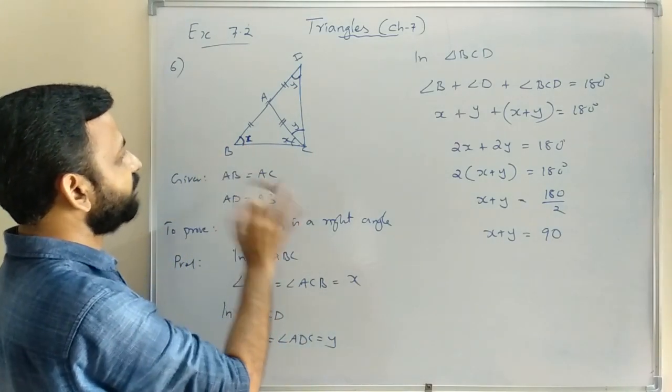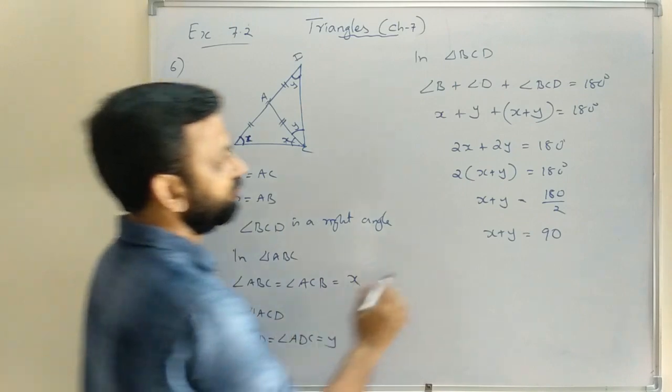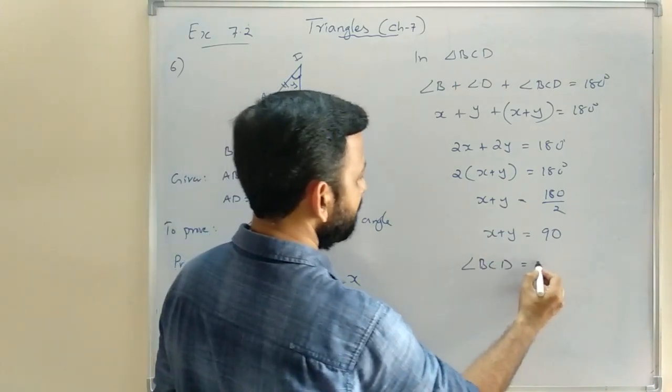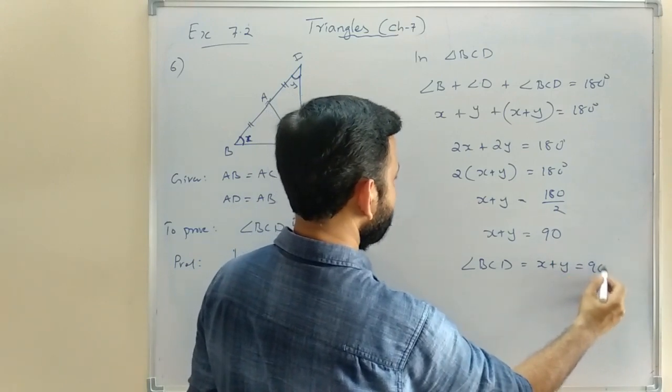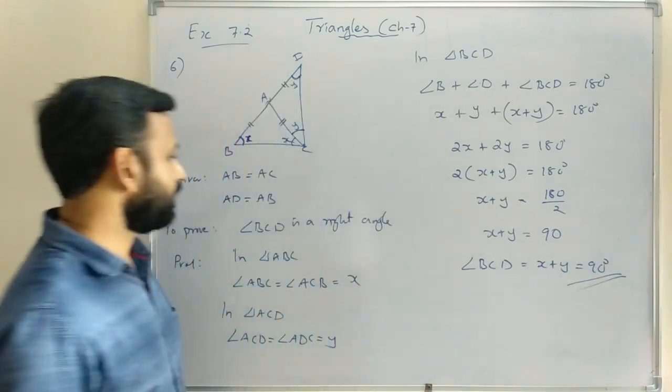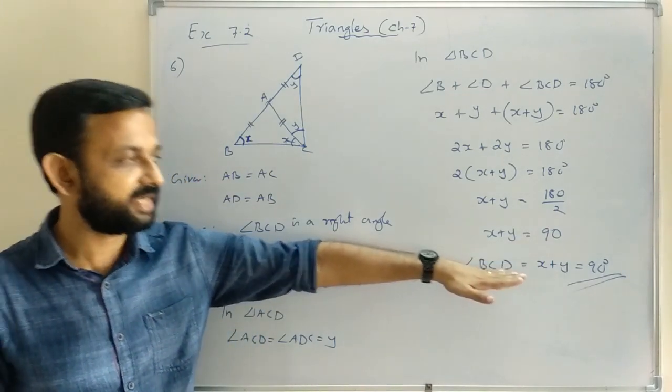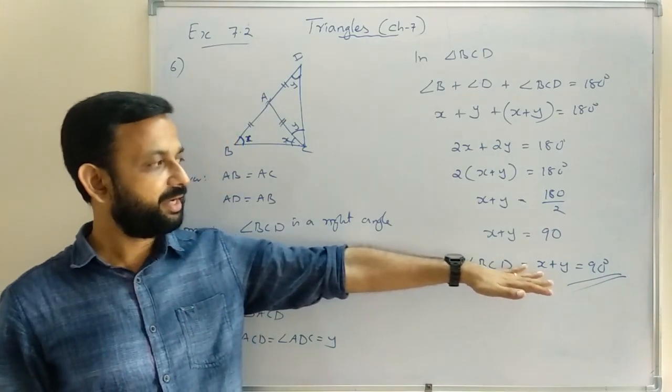That X plus Y is angle BCD. Angle BCD is equal to X plus Y equal to 90 degree. So we got angle BCD is a right angle. That angle equal to 90 degree.